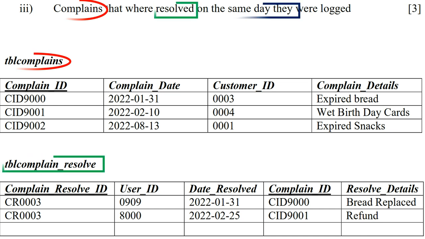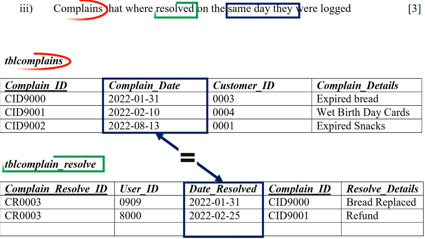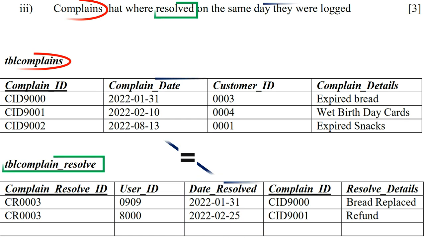And then the next thing is, these complaints must have the same date, meaning the date that we have in table complaints must be the same date that we have in table complaint resolve. So we have that equal sign shown over there. We are saying the complaint date should be equal to date resolved. Complaint date must be equal to date resolved, right?